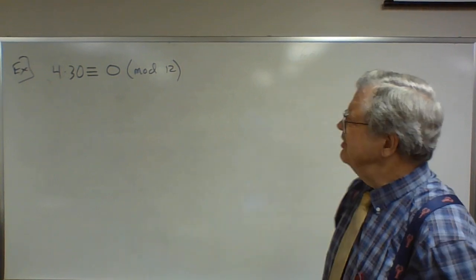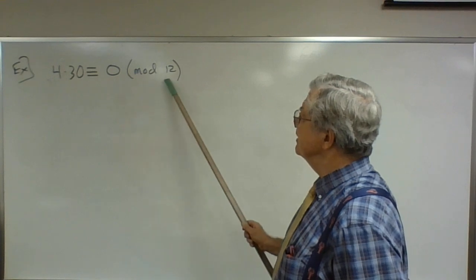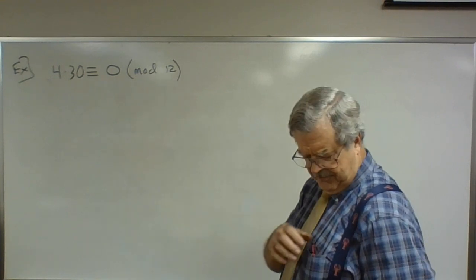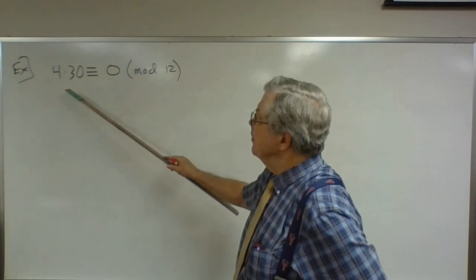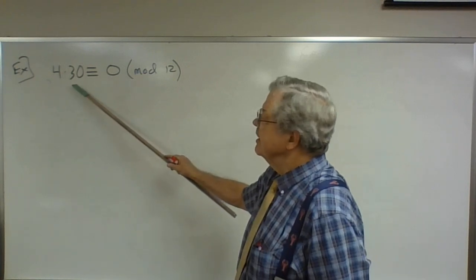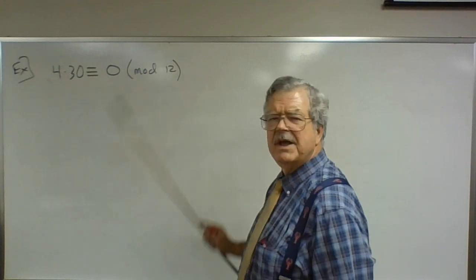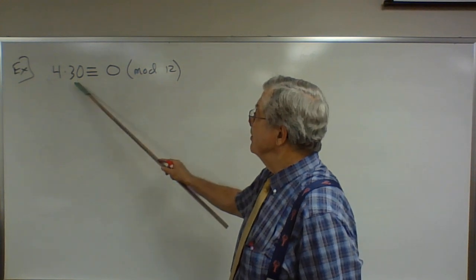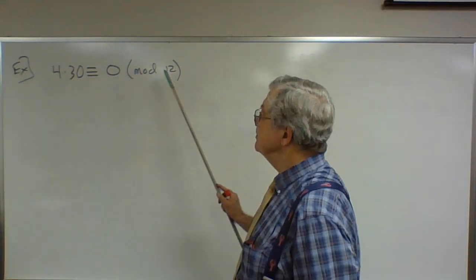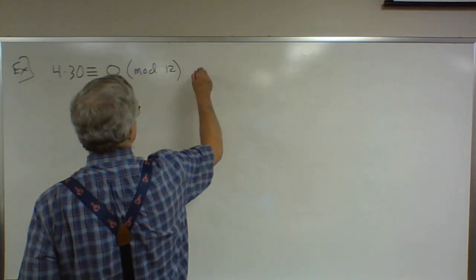Let's analyze this. 4 times 30 is congruent to 0 mod 12. First of all, is it true? 4 times 30 is 120. And when we divide that by 12, we get a remainder of 0. Yep, 120 is equal to 12 times 10 with a remainder of 0. So this is true.